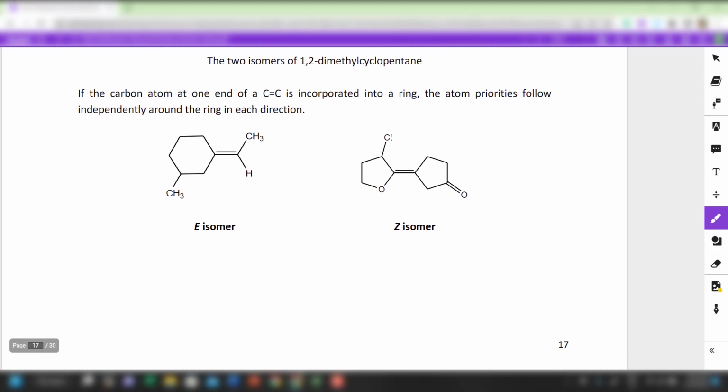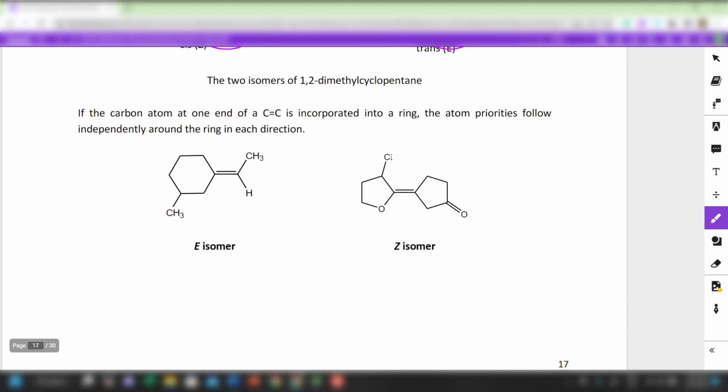A CC double bond can exist between two rings, or between a ring and some other groups. So yes, this is possible. If that happens, then again we will designate it accordingly. How do we actually designate this? Sometimes the students might find it a little bit challenging.